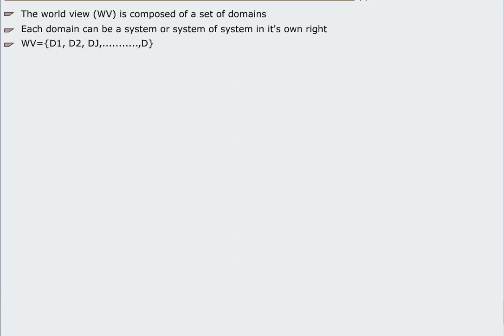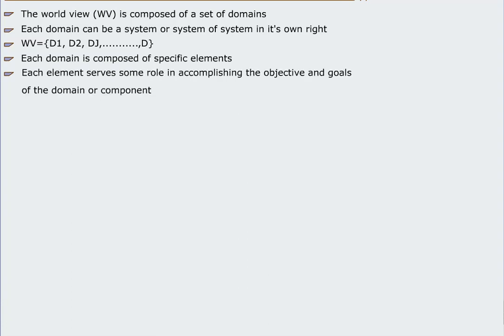Worldview is equal to D1, D2, up to Dn. Each domain is composed of specific elements, each of which serves some role in accomplishing the objective and goals of the domain or component. Di is equal to E1, E2, E3 up to Em.